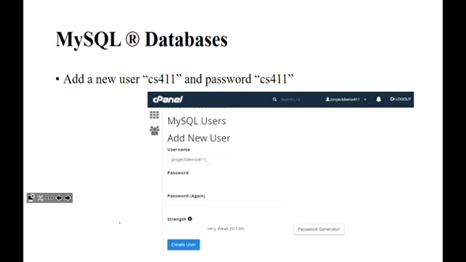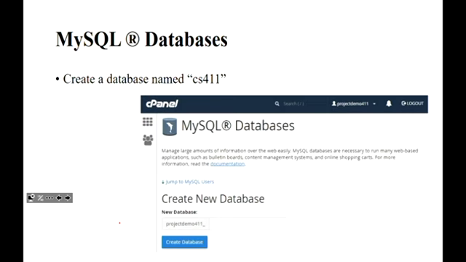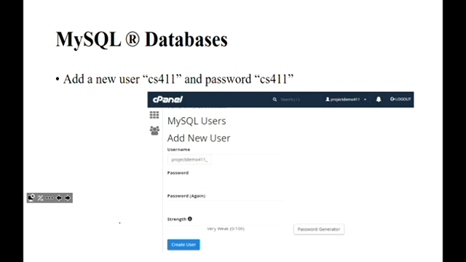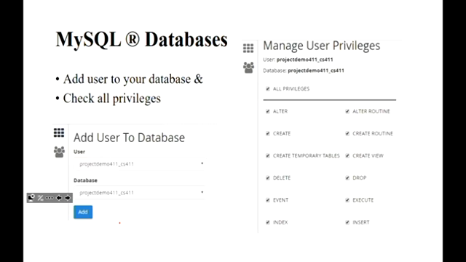So the first step is create a new database. Second is create a username for your database, and third step is add that username to your database. Make sure this is your net ID if you're using your net ID, not a group account. Net ID underscore CS411, and then add the user, same net ID underscore CS411.